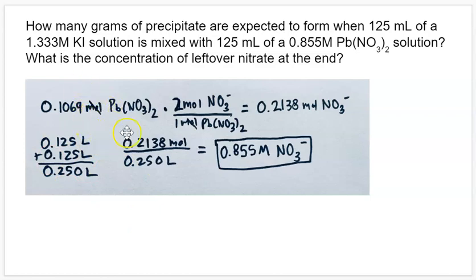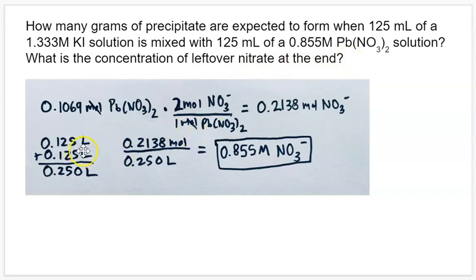I took my moles of lead-2 nitrate, because that's the source of the nitrate. And I know that there's 2 nitrates per every 1 lead-2 nitrate. There's 2 of those individual polyatomic ions per every 1 of the compound. So that tells me that there's a total of 0.2138 moles of nitrate overall in the solution. And then I want to divide that by the volume of the solution, which started as 125 milliliters, but since we're saying this is at the end of the reaction, we're assuming that we mixed those two solutions together.